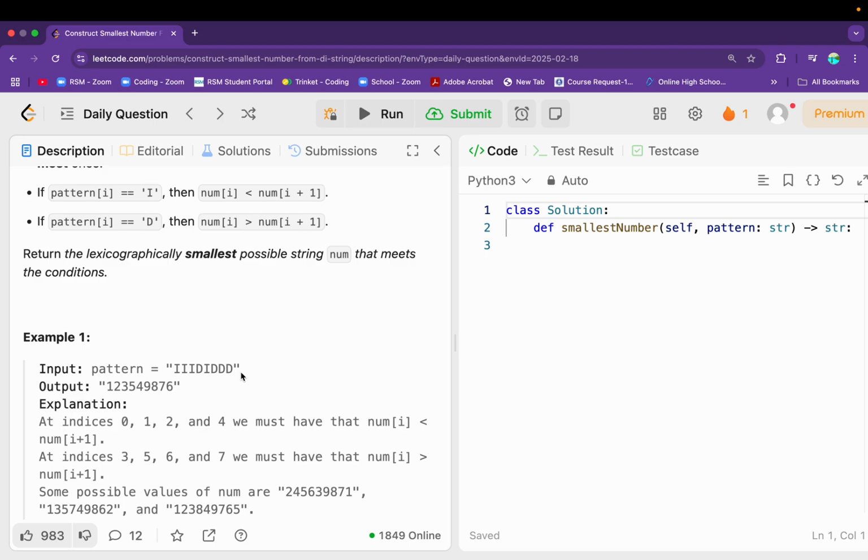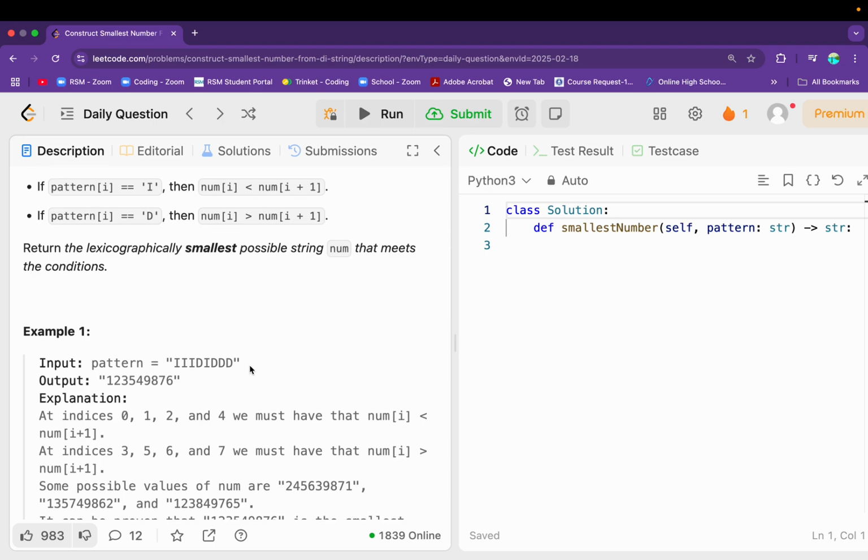And the reason we have these specific values at these specific indices in our output, for a quick explanation: at the indices 0, 1, 2, and 4, that means they're increasing, because if you look at those indices in the input string pattern, all of them are I's. Now, what do we know about the element I? It means that the current element at that index has to be increasing. And for it to be increasing, we know that the value at that index has to be less than the value directly after it.